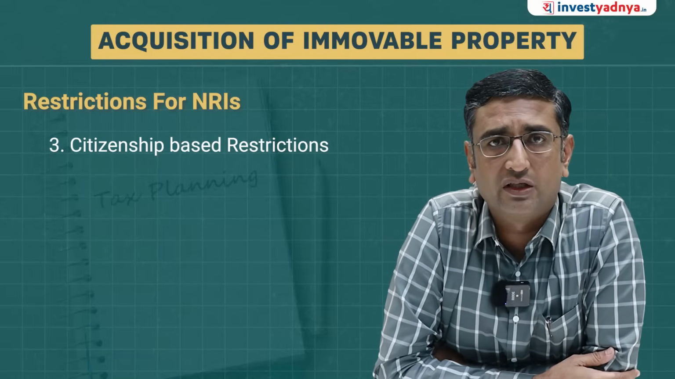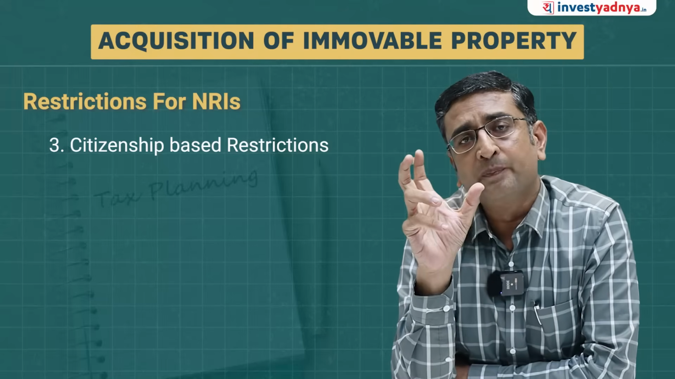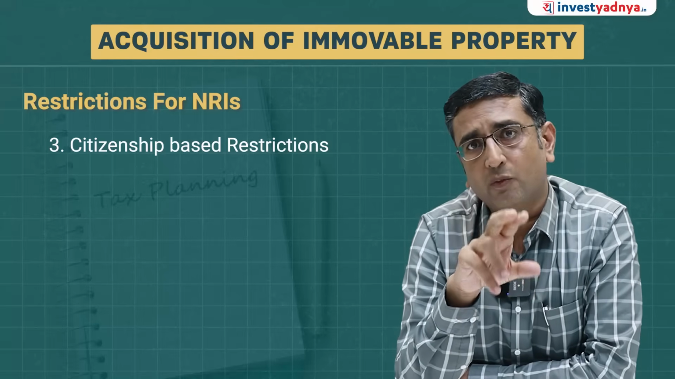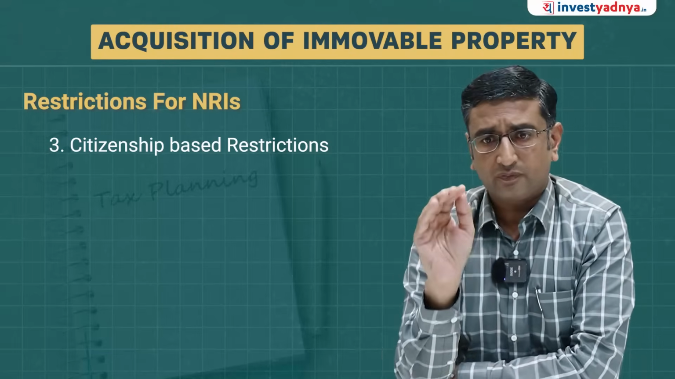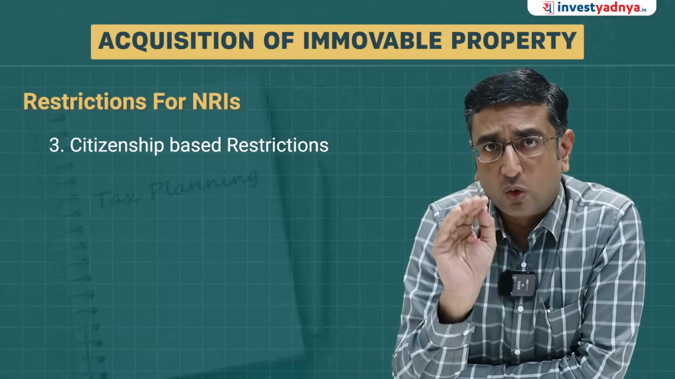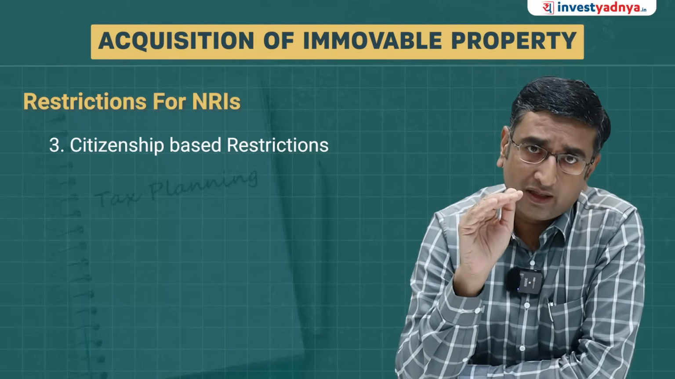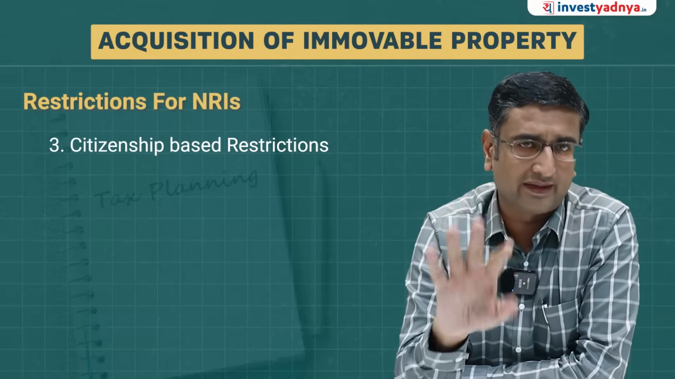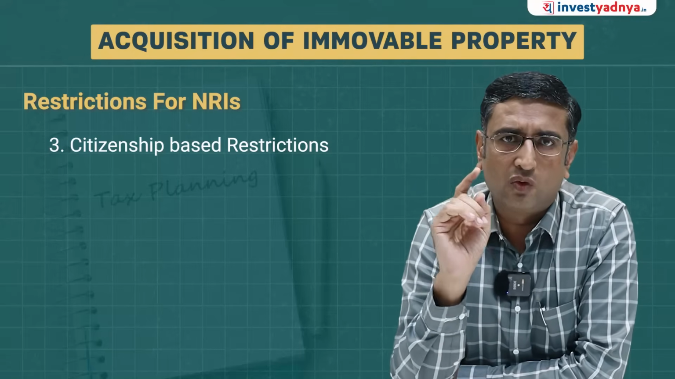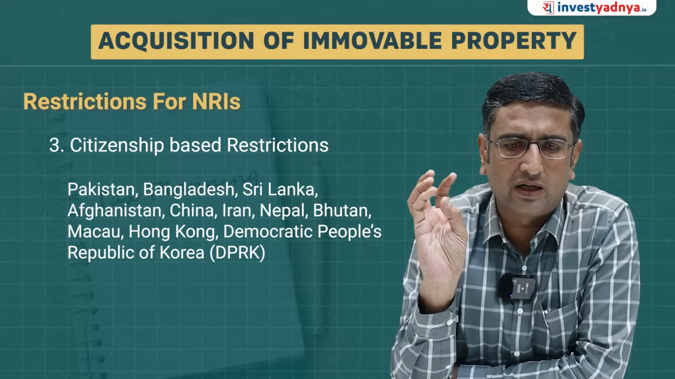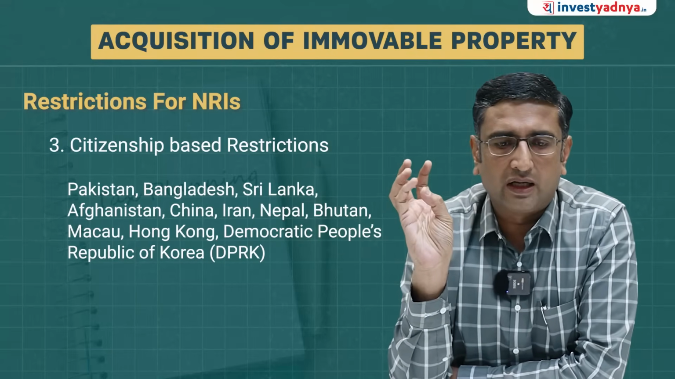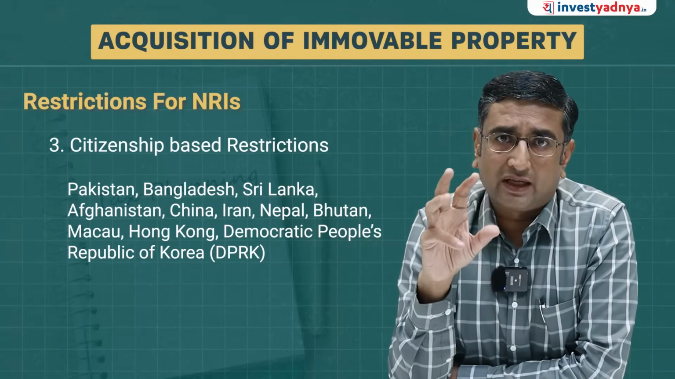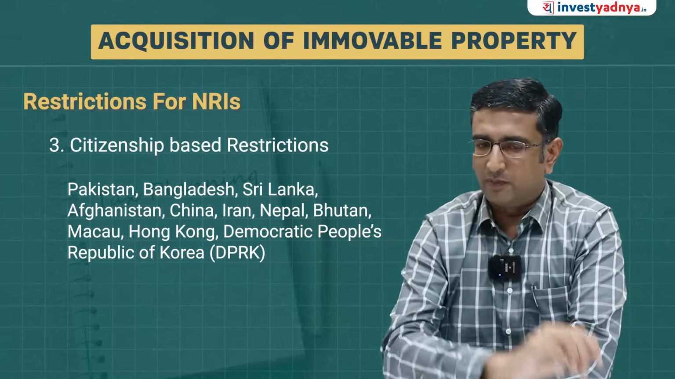The FEMA law has defined 11 countries whose citizens are not allowed to buy or invest in any immovable property in India. So there are 11 countries whose citizens are not allowed to deal in any way, meaning neither the purchase, nor the sale, nor the gifting, nothing is allowed for those countries' citizens to deal in immovable properties in India. Which are those countries? Pakistan, Bangladesh, Sri Lanka, Afghanistan, China, Nepal, Bhutan, Macau, Hong Kong, and Korea. So these are the 11 countries whose citizens are not allowed to directly deal in Indian immovable properties.